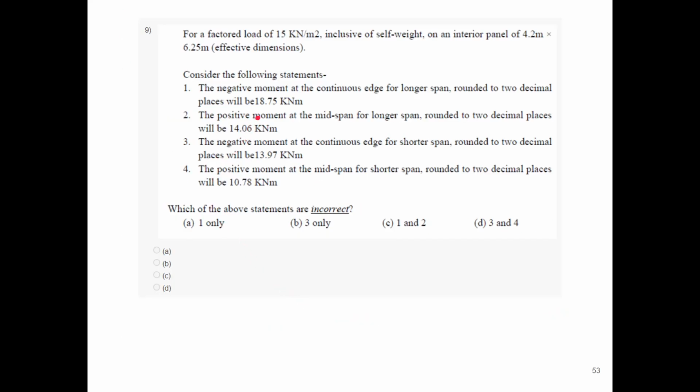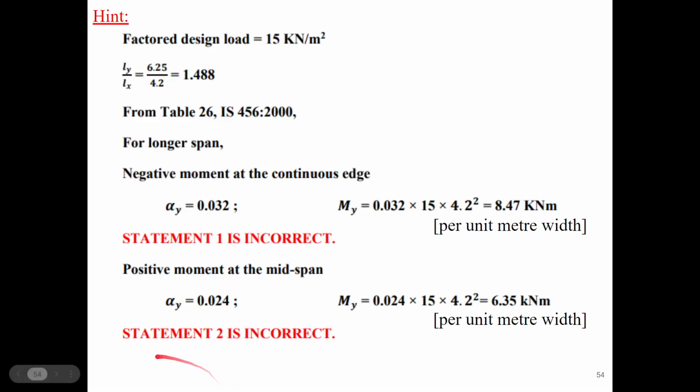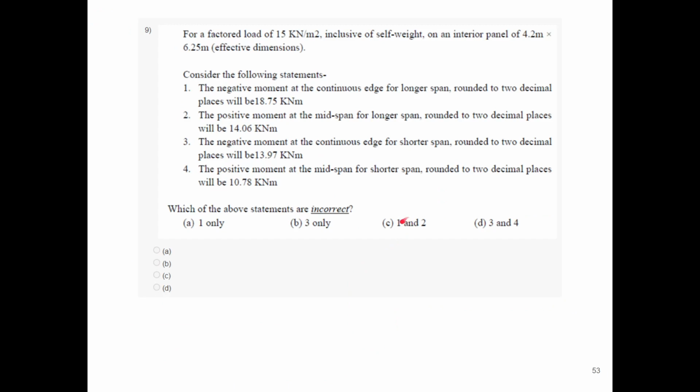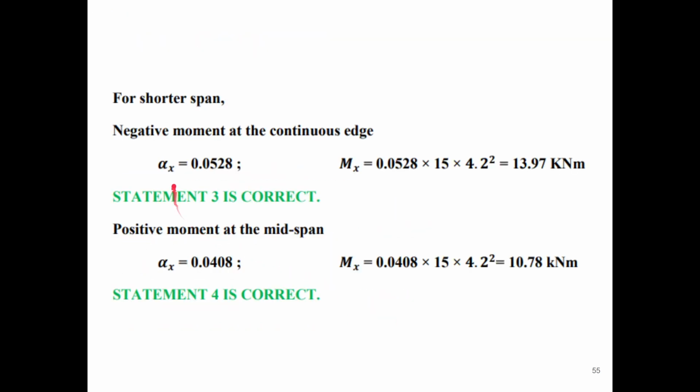So it is 6.35, but here it is written 14.06. So this is also wrong. So 1 and 2 both are incorrect, so C will be the correct option. Let us see the other cases also. For shorter span, Lx will be again 4.2 only. Only alpha x values will change.